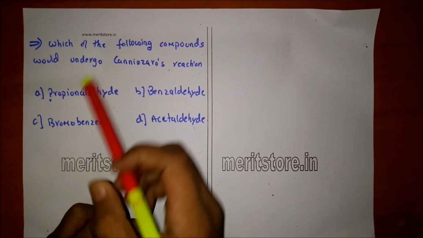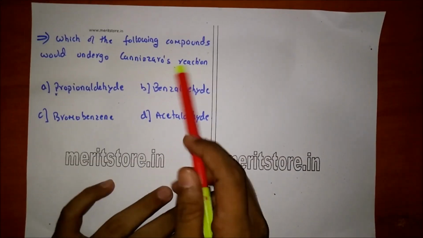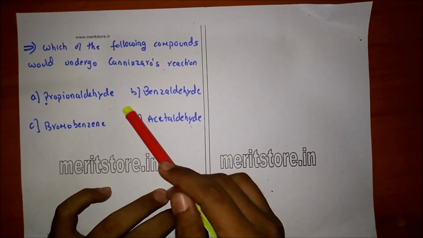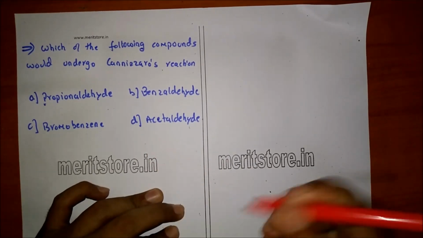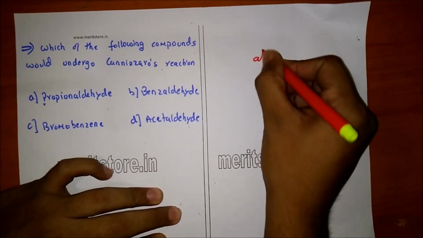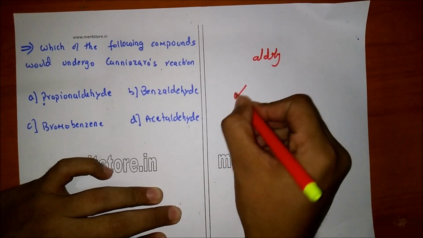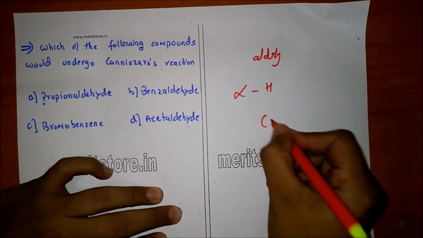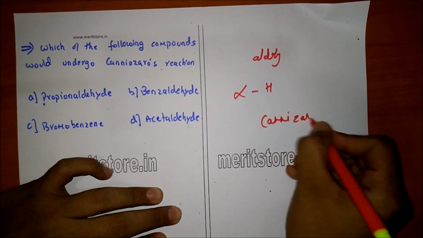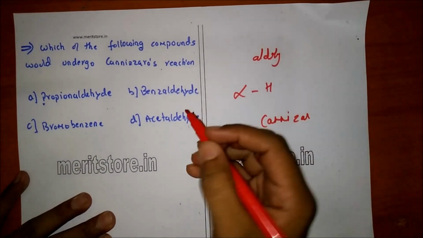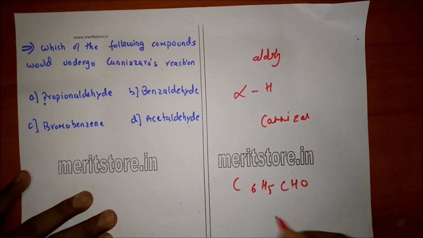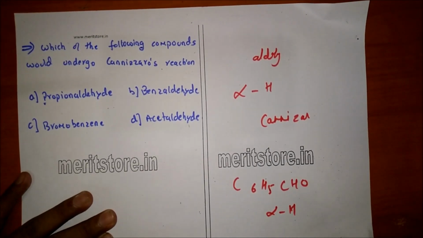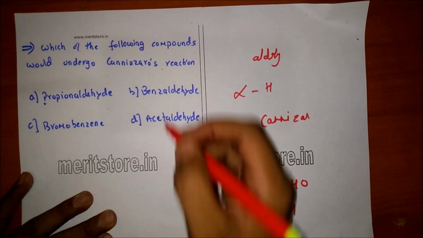Which one of the following compounds will undergo Cannizzaro reaction? A. Propanaldehyde, B. Benzaldehyde, C. Bromobenzene, or D. Acetaldehyde. Now, those aldehydes in which alpha hydrogen atoms are absent can participate in Cannizzaro reaction. So out of all the options, only benzaldehyde, which is C6H5CHO, has no alpha hydrogen atoms. Therefore, the correct answer here will be option B, benzaldehyde.